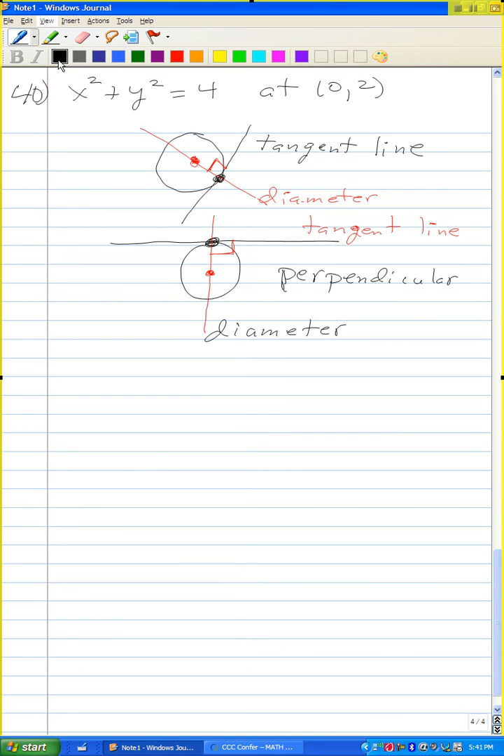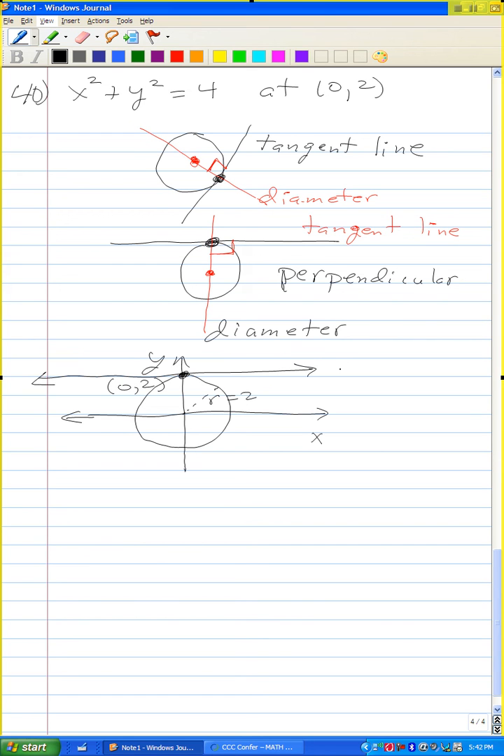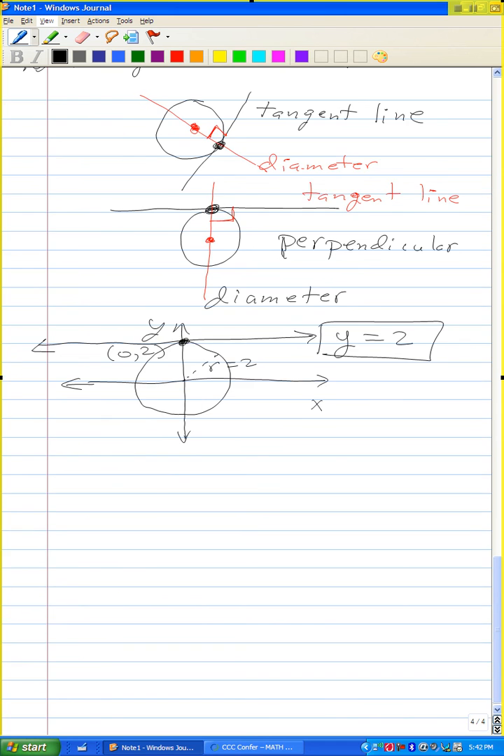Okay, so let's see this. Well, notice that in this case, I have a circle of radius 2 centered at the origin. And so I want to find the equation of a tangent line passing through (0, 2). Well, the equation of the tangent line is just y equals 2. It's just that horizontal line. Let me look at problem number 42. So not a completely trivial one.